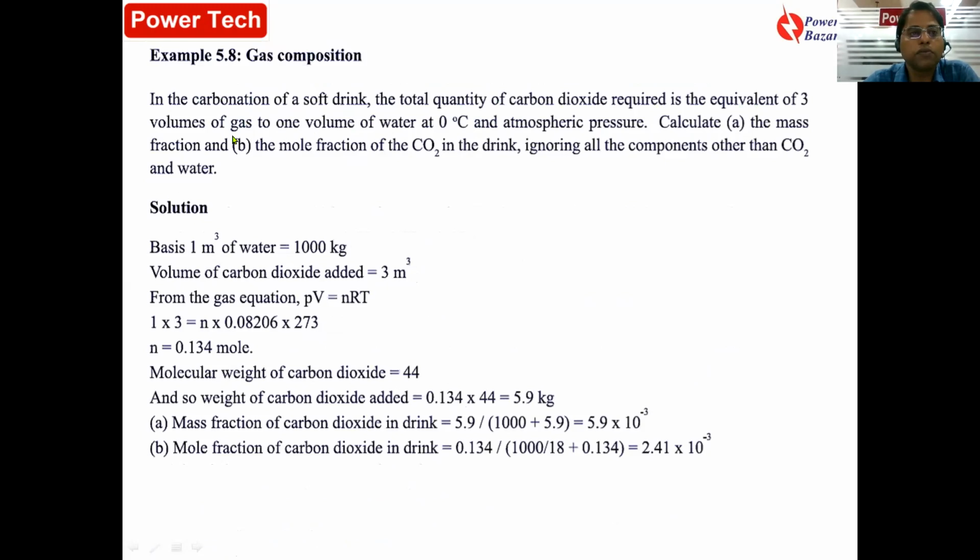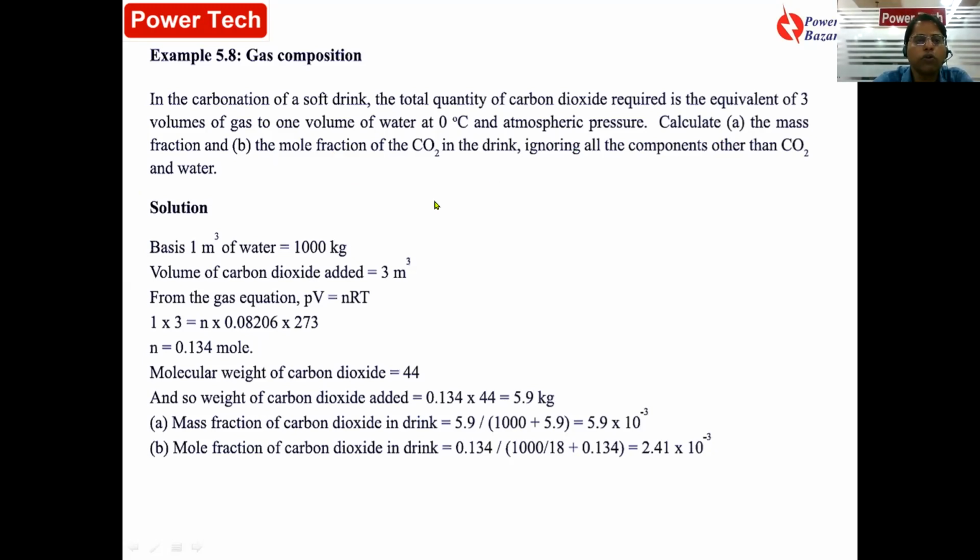Calculate the mass fraction and mole fraction of CO2 in the drink, ignoring all components other than CO2 and water. A cold drink is basically carbonated water. That means water is there and you compress CO2 into it and we get soft drinks. But some flavor and sugar are there. Here we are ignoring those components.